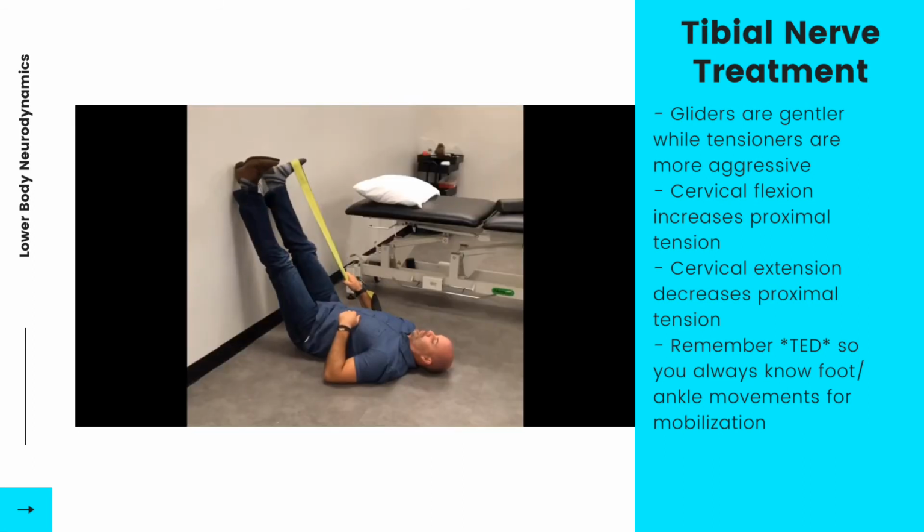To progress forces, we can use the wall mobilization. In this case, the patient would evert and dorsiflex the foot with the strap sustaining this foot position. Neck flexion can be added to knee extension for tensioning, or neck extension added to knee extension for gliding.